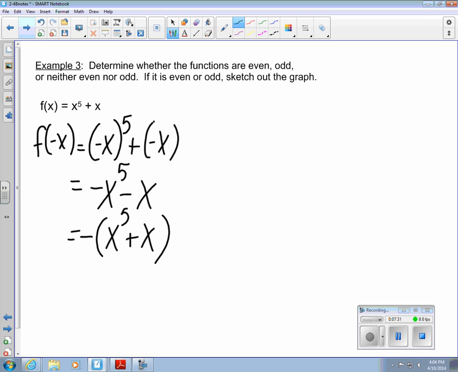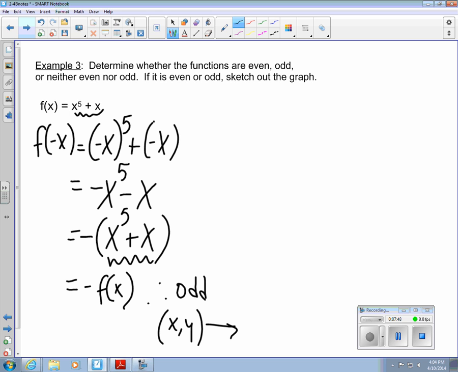And if you'll notice, this x to the 5th plus x is the same as our function. And so we have right here negative f of x. So we know that this is an odd function. Because we know this is an odd function, we know that we have points x, y, and it's symmetric to the origin, so we have negative x and negative y as well.